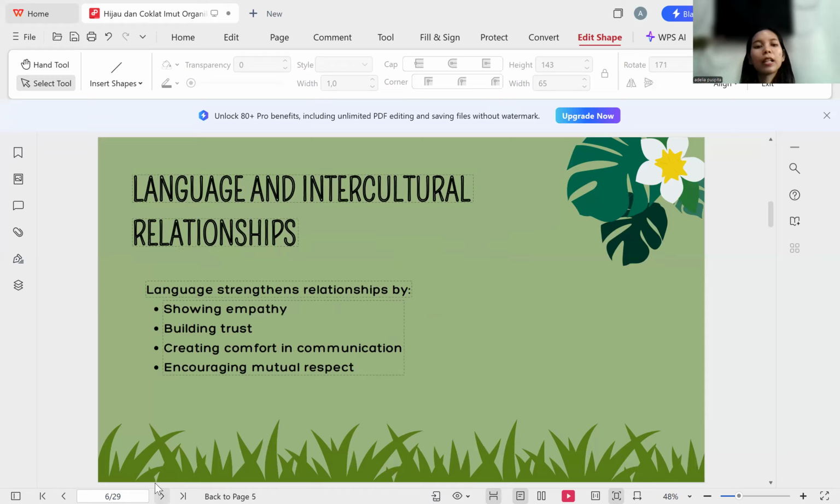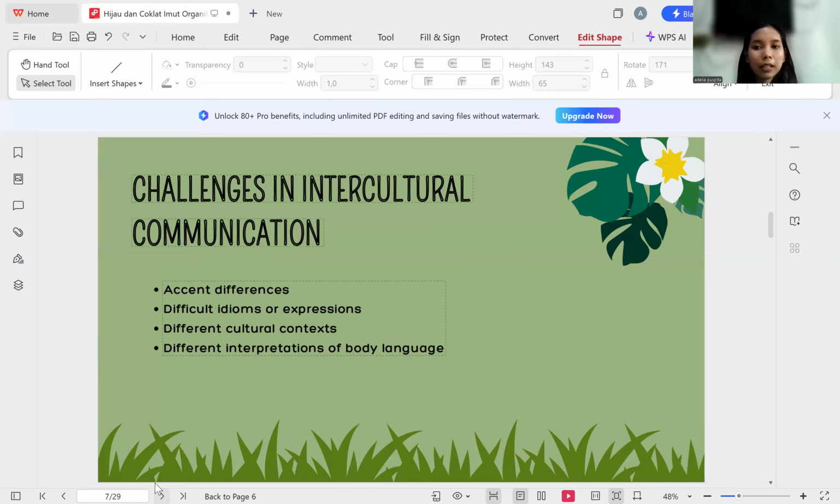And the next, we are going to talk about language and intercultural relationships. Language strengthens relationships by showing empathy, building trust, and creating comfort in communication. And the next is encouraging mutual respect. Next, we are going to talk about the challenges in intercultural communication.